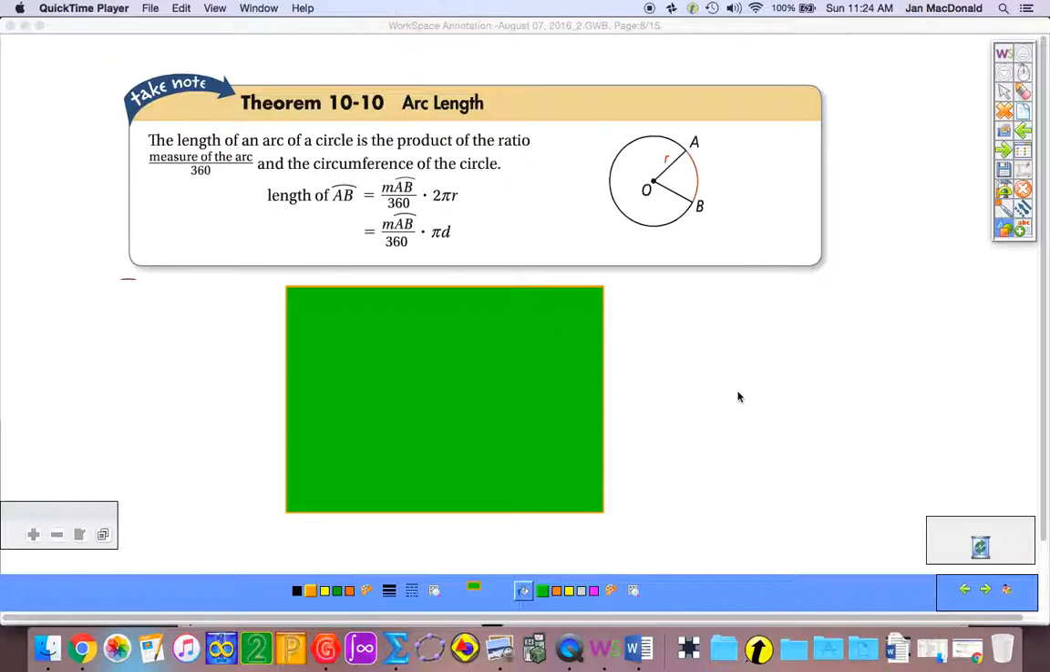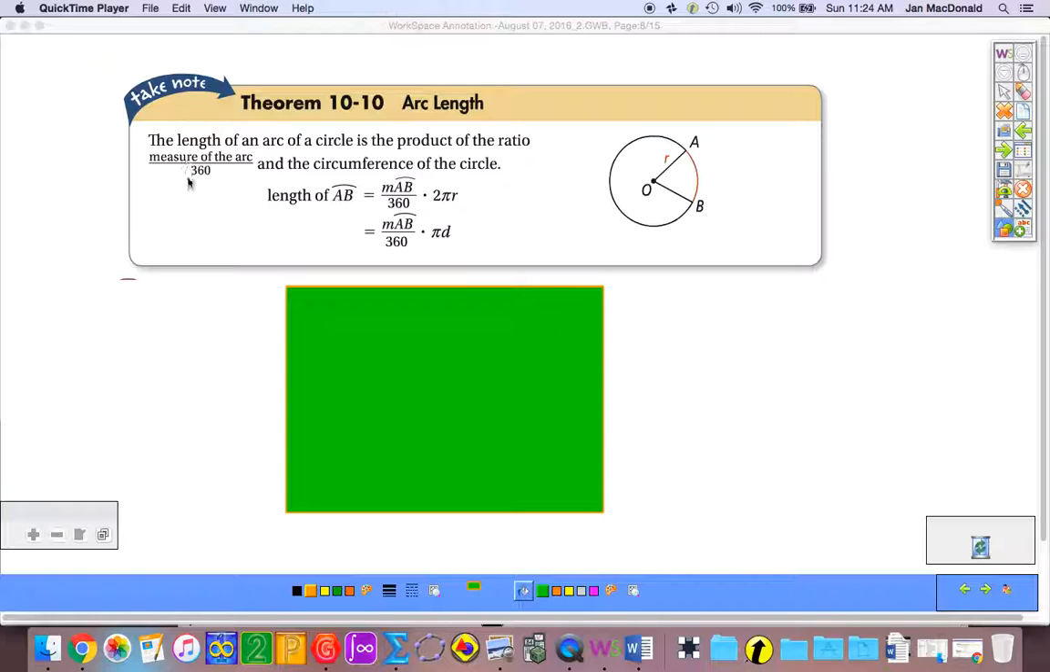In this video, we're going to explore how to find arc length. Let's take a look at our notes window. The length of an arc of a circle is the product of the ratio of the measure of the arc over 360 and the circumference of a circle. Just to review the vocab, product means multiply, and a ratio is a comparison of two numbers by division.